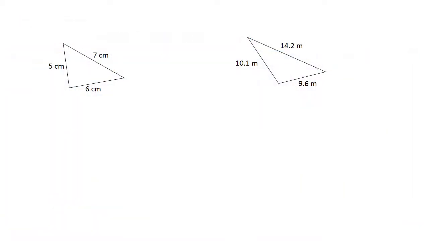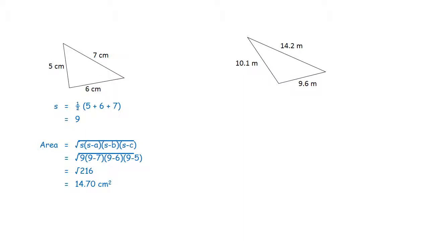First thing is to calculate the semi-perimeter by adding the sides together and dividing by 2. In this case, the semi-perimeter is 9. We then have to substitute it into Heron's formula and work through and calculate the area. The last example is very similar.